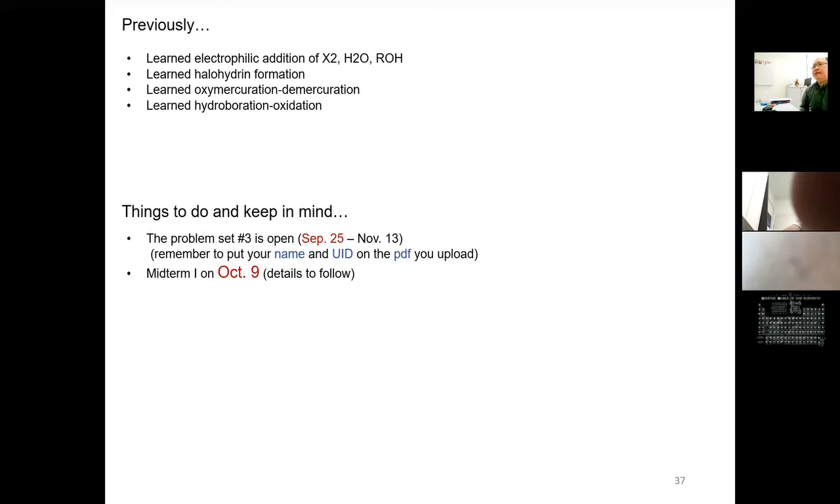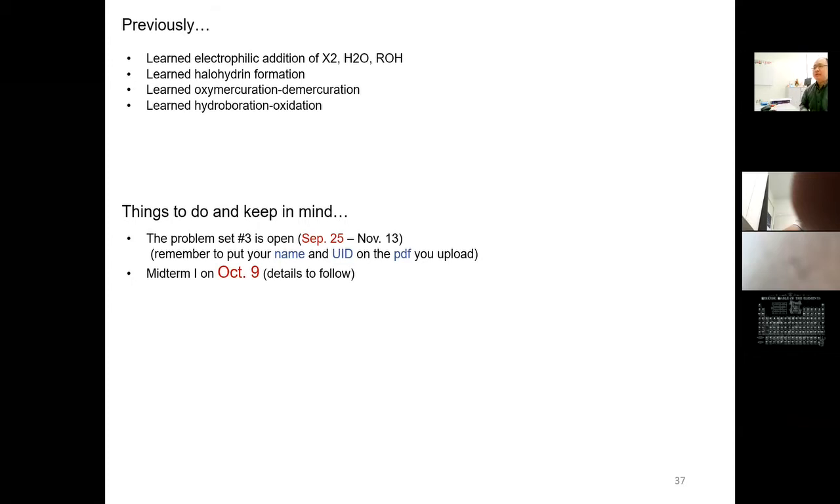We also talked about oxymercuration, demercuration, a two-step procedure that can be viewed as a Markovnikov hydration reaction. And at the end of last lecture, we talked about the hydroboration, oxidation reaction. So I'm going to go over it again in more detail to help you understand.